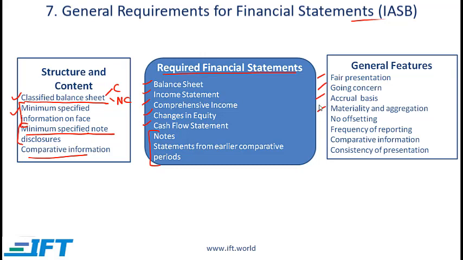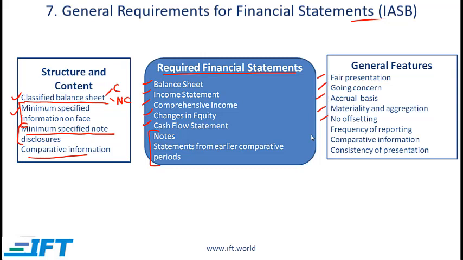Materiality and aggregation. As mentioned before, omissions or misstatements of items are material if they could individually or collectively influence the economic decisions that users make on the basis of the financial statements. Furthermore, each material class of similar items should be presented separately.